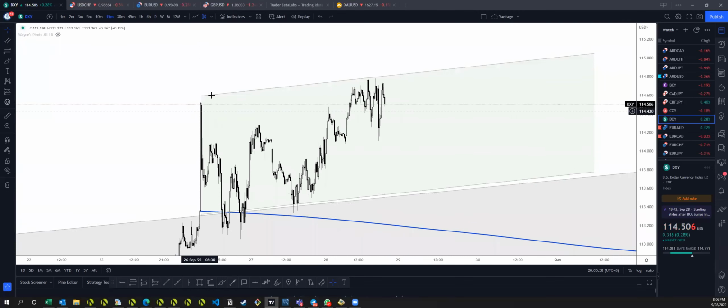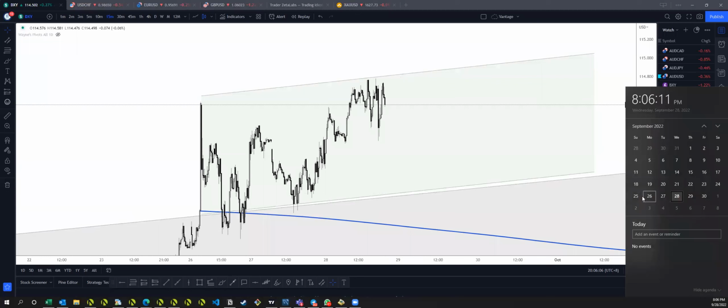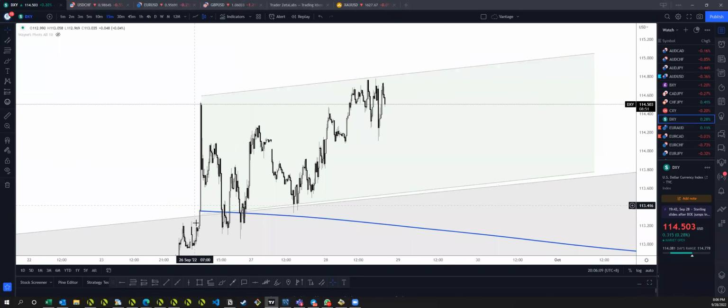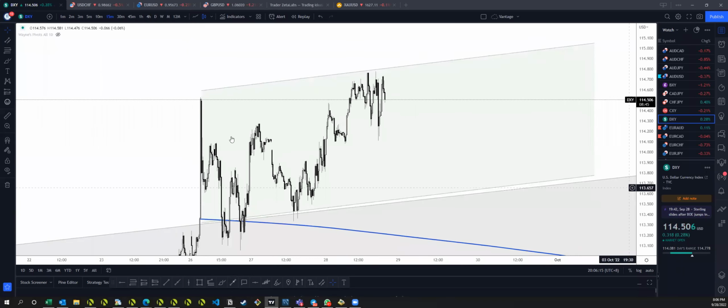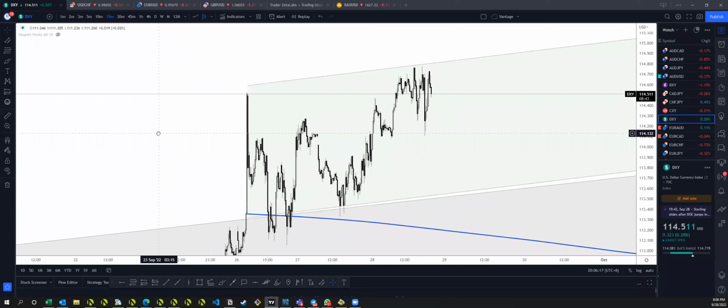This spike up happened late last week, right? And then we saw this. So the 26th was early this week, right? This spike up was early on Monday, Sunday to Monday, right? And there were a few events that happened.